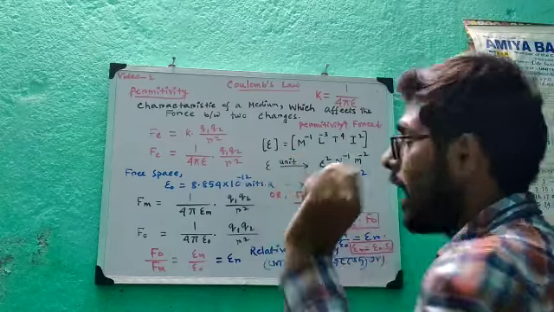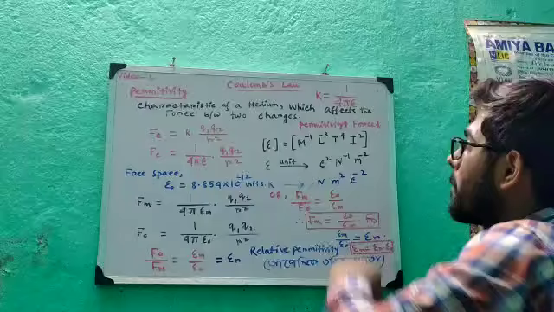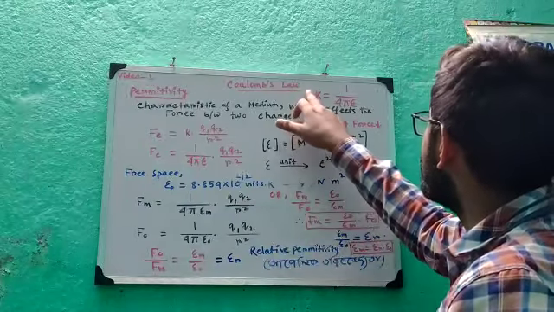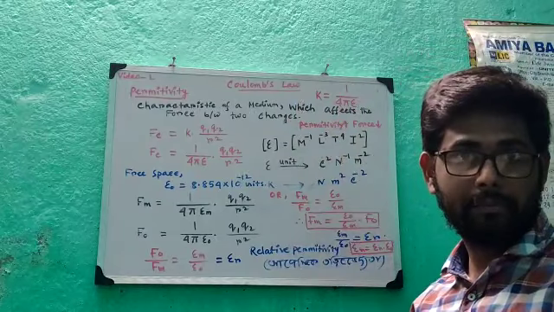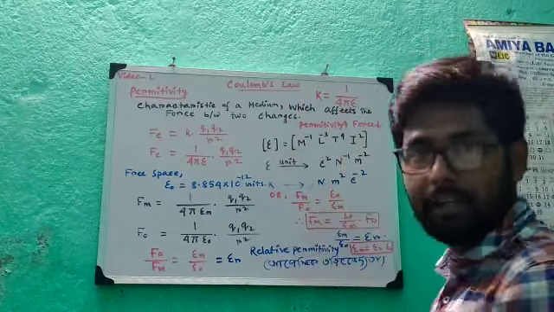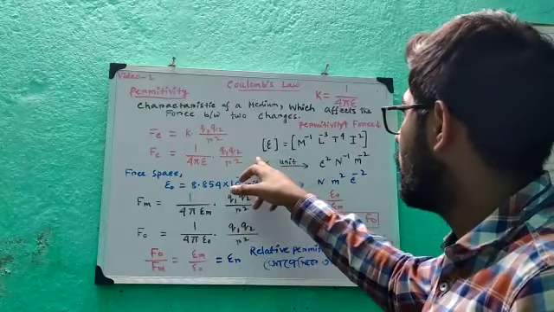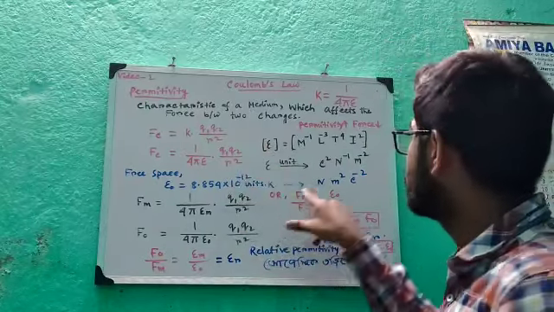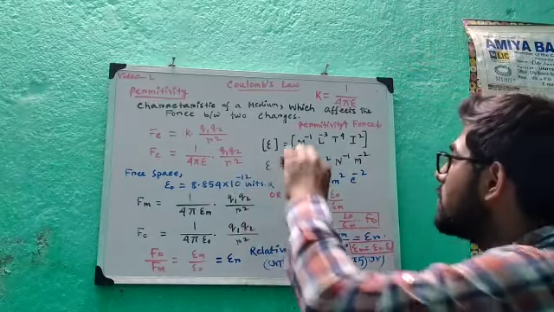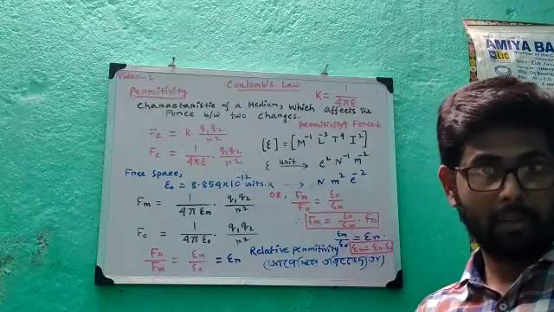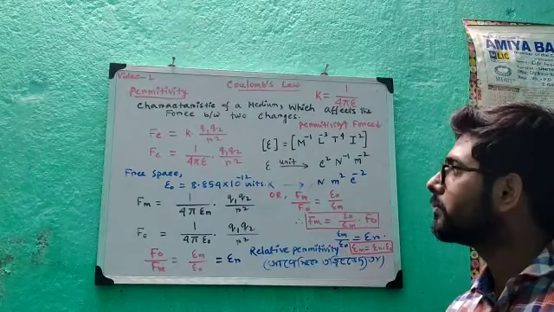And also another important thing, the unit of Coulomb's constant K. Look, K is 1 by 4 pi epsilon, and the unit of K is also different. It is actually the reciprocal of the unit of epsilon. This is Newton meter square Coulomb to the power minus 2. These three things we have to learn. These are very important things from your exam point of view.